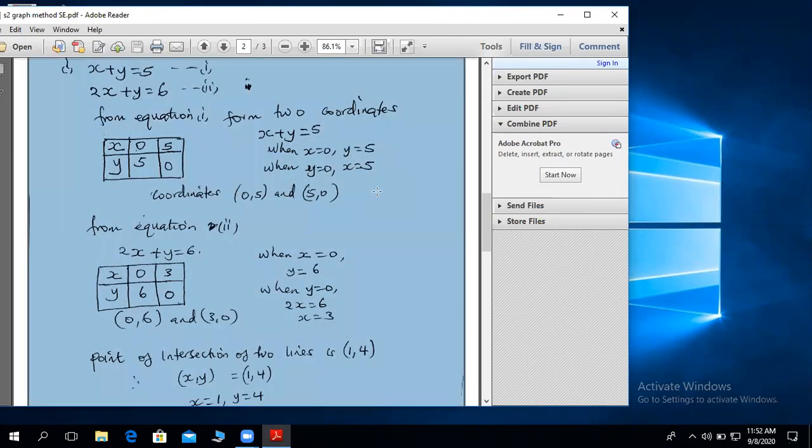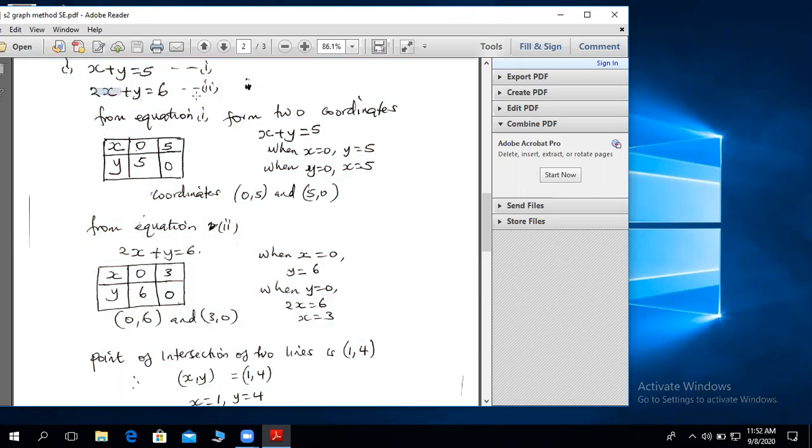I now go to the second line. My second line is 2x plus y equal to 6, which is this one here. I draw my table again for x and y. Now, I begin by making x 0. When x is equal to 0, it will be 2 times 0, which is 0, plus y. So y will be equal to 6. Because x is 0, 2 times 0 is 0. So y is equal to what? To 6.